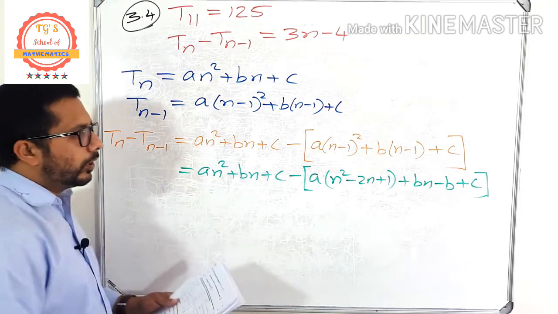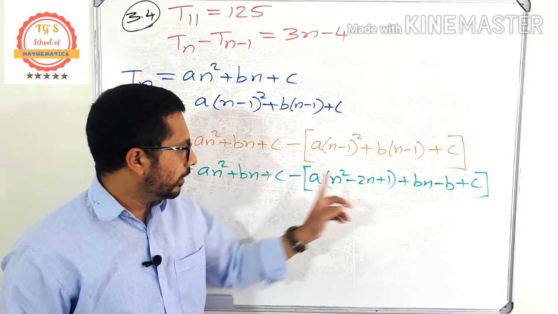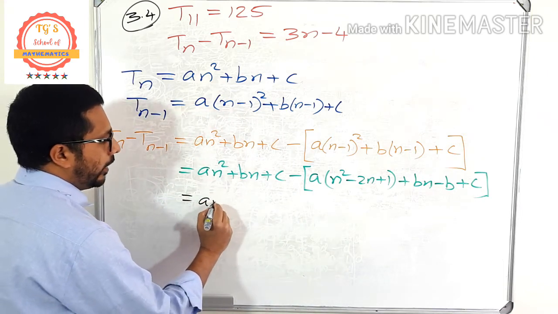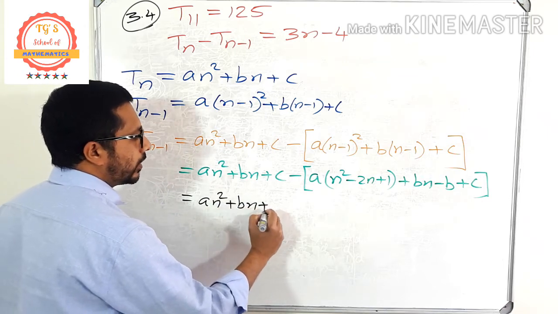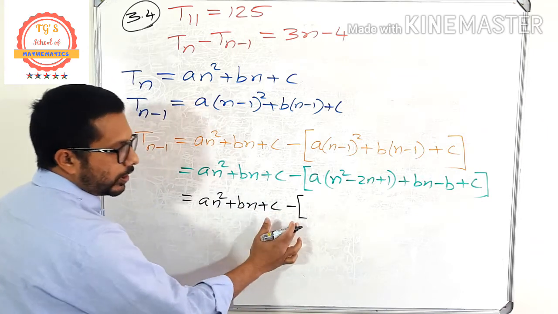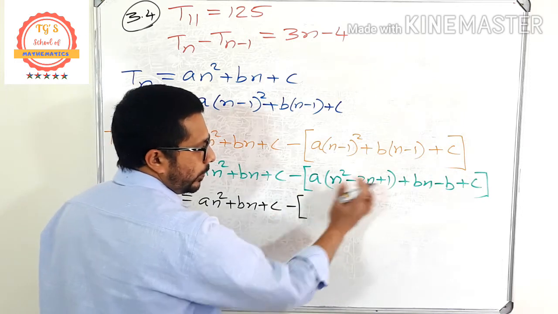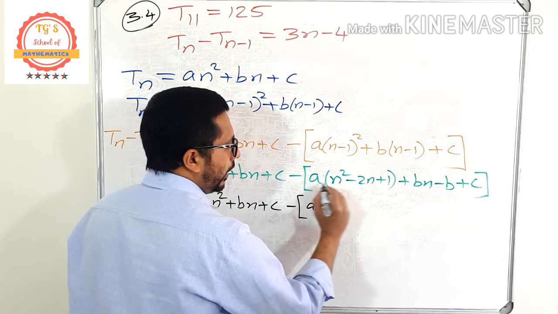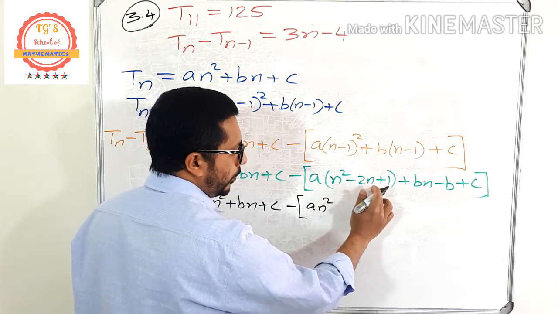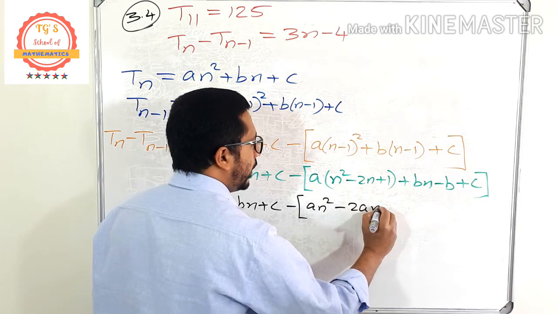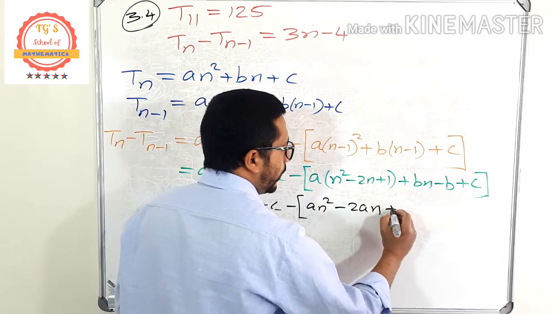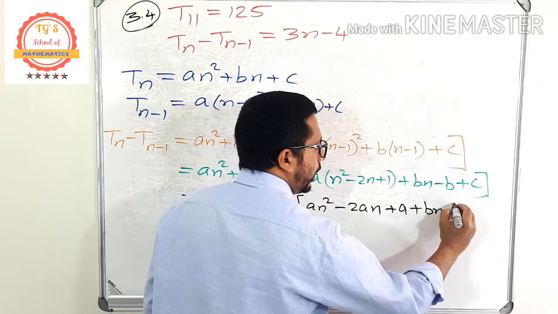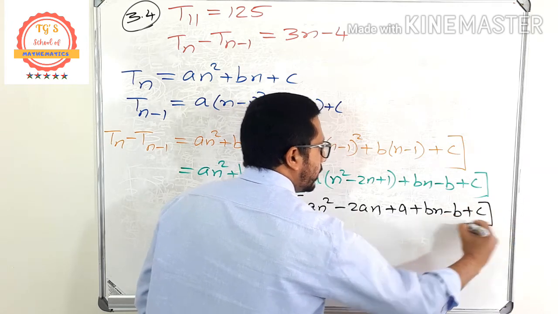So what is the next step? We have to expand this bracket, then we have to expand this bracket also. Look at an squared plus bn plus c minus, I am not going to touch this bracket now. After expanding this bracket, then we can expand this one. So a into n squared is an squared, a into minus 2n is minus 2an, a into 1 is plus a, so that one is finished. Then the remaining bn minus b plus c, then close that bracket.